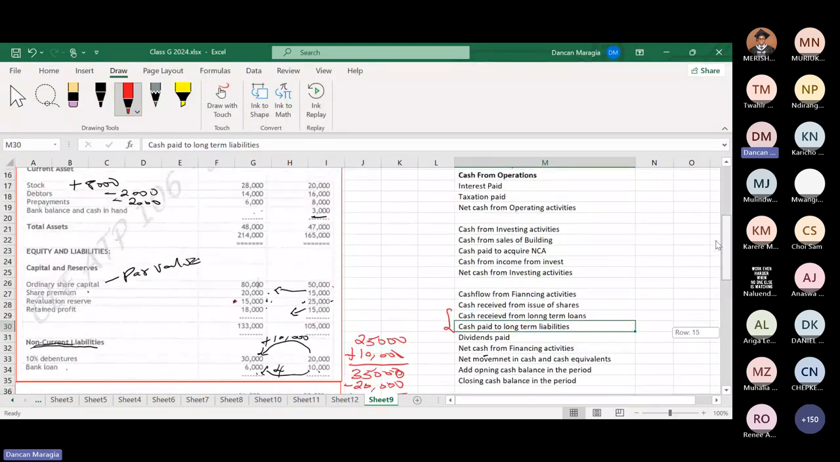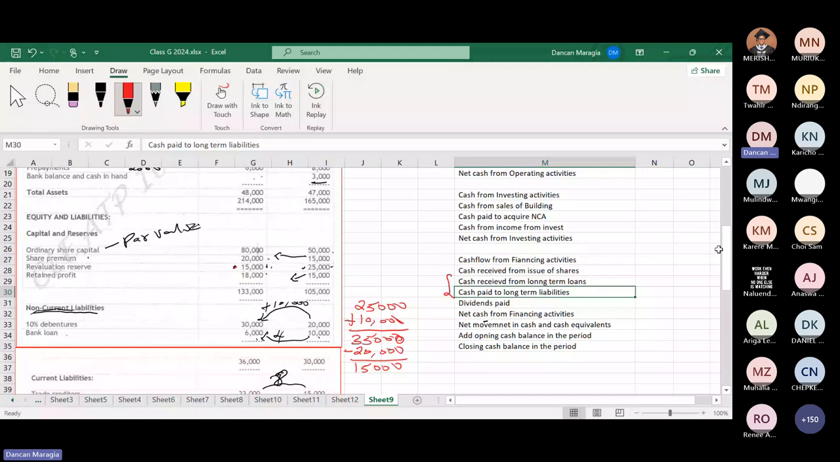So non-current liabilities, 10% debentures. Did they increase? Did they reduce? Especially those friends of ours who are very quiet, if you are following, at least tell us what is going to happen here.